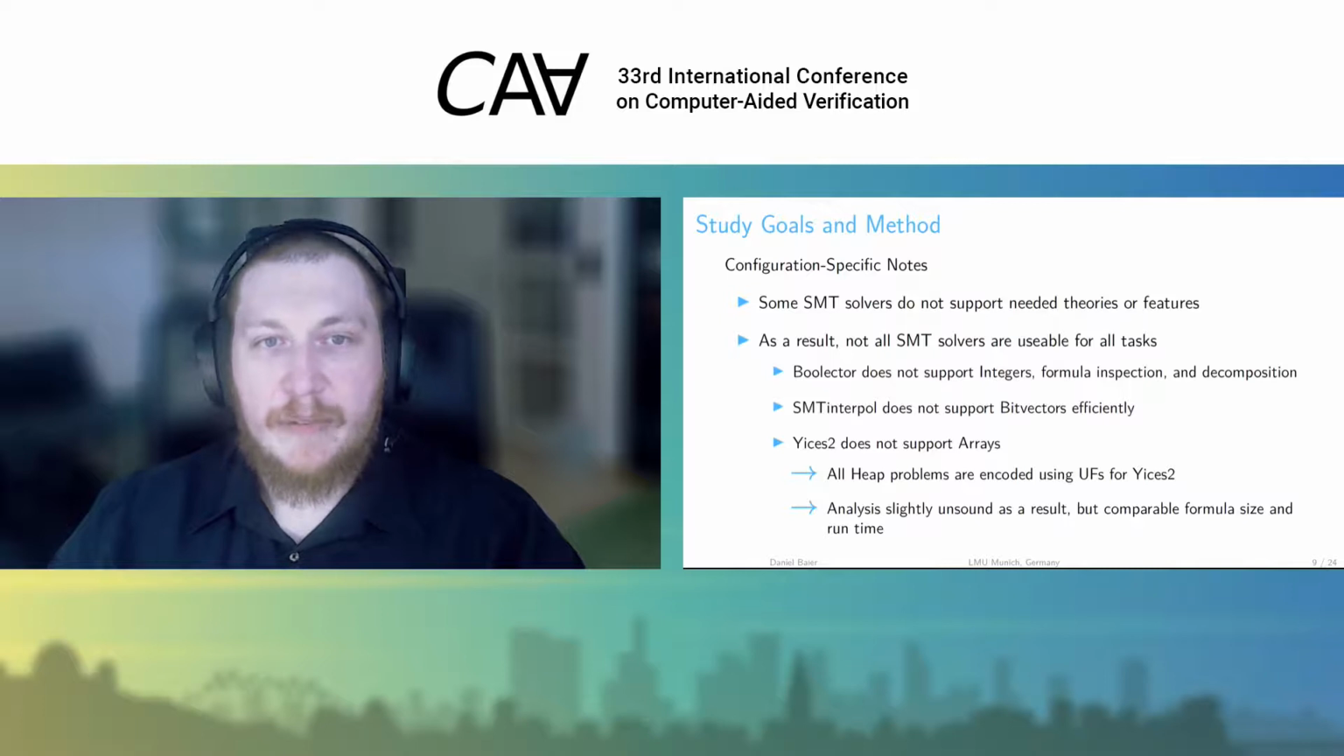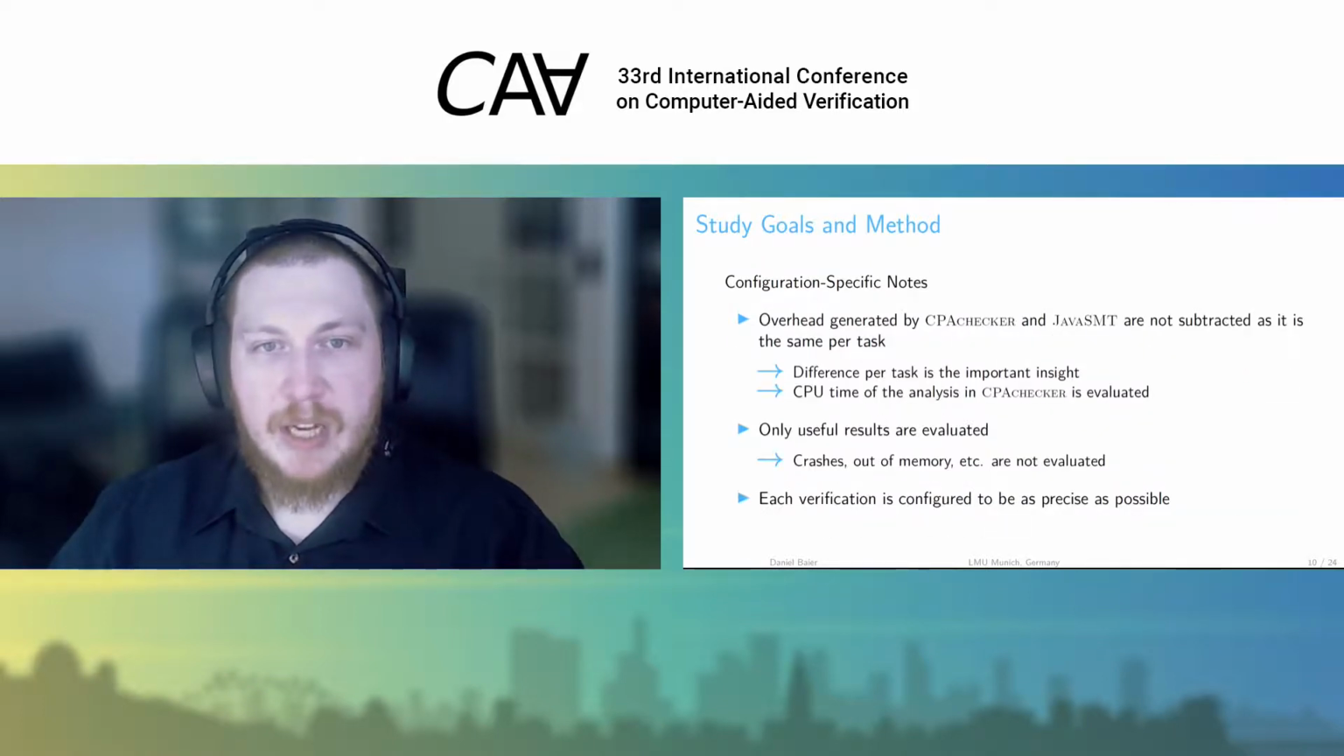It is to note that the verification framework was configured such that it works as precisely as possible. This ensures that the underlying SMT solvers receive more challenging problems. Furthermore, we track the CPU time returned by CPAchecker for the entire analysis, as the overhead generated by CPAchecker and JavaSMT is small compared to the SMT problems which are being solved. Also, the overhead of both is basically constant in all tasks. And finally, crashes, out-of-memory errors, and similar problems are not evaluated as they do not contribute to the performance that we want to compare.